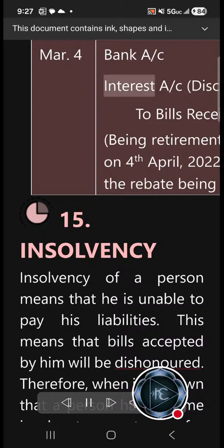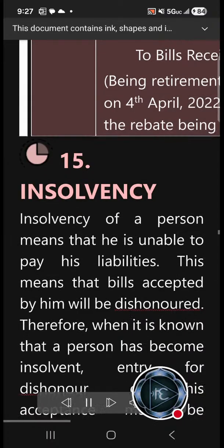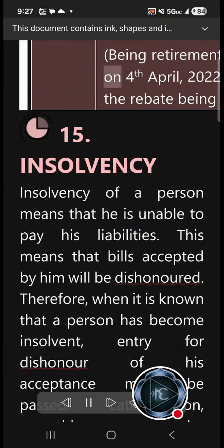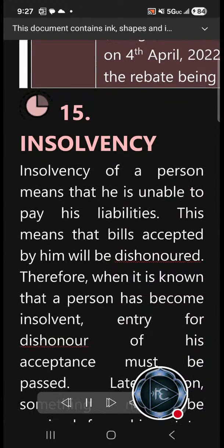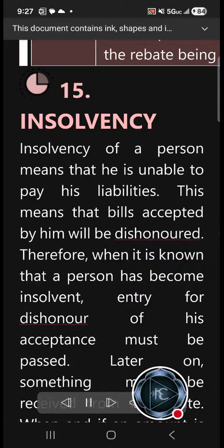9,900 Bank A/C Dr., Discount A/C Dr. 100, To Bills Receivable A/C 10,000. Being retirement of bill of exchange due for maturity on April 4th, 2022 by Thomas one month before maturity, the rebate being given to him at 12% p.a.